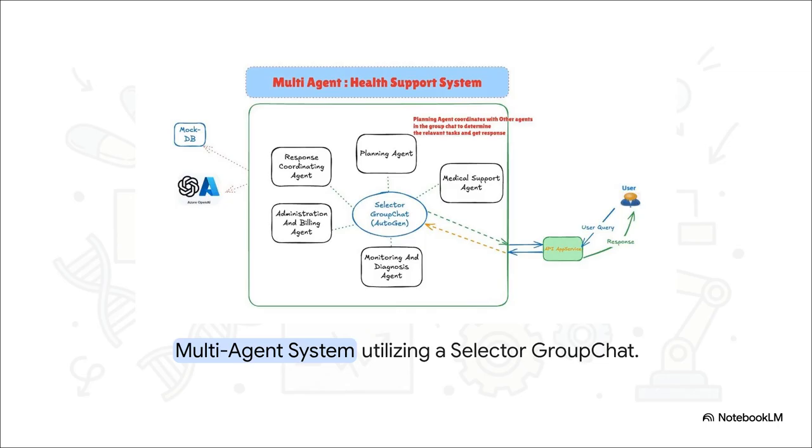When a user submits a query, it doesn't just ping a single bot. It hits this group chat where the agents are effectively talking to each other. The medical agent might be busy pulling symptom data, while the admin agent is off checking billing codes, and they're all securely pinging a mock database in Azure OpenAI to format one comprehensive, highly accurate response for the user.